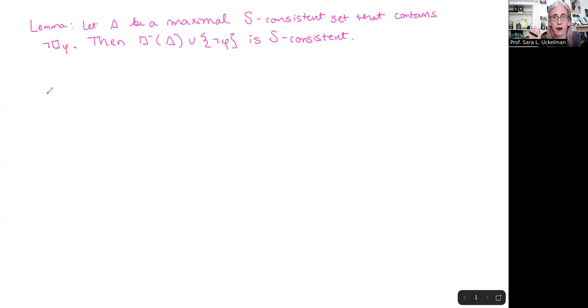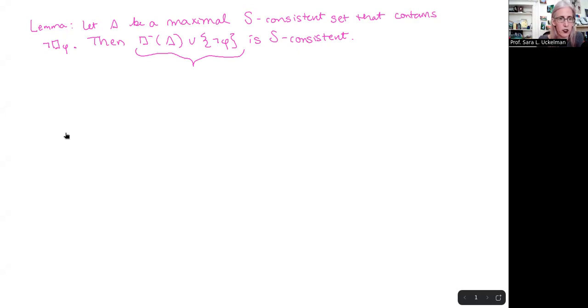So we've got our maximal S-consistent set delta. It contains a formula of the form not necessarily phi. And then what we're going to do is take the box minus of the set, add not phi to it, and show that the result is going to be another S-consistent set. So we're actually going to prove this by contraposition. We're going to show that if this is not consistent, then our original set delta was also inconsistent. So that is the order that we're going to go.